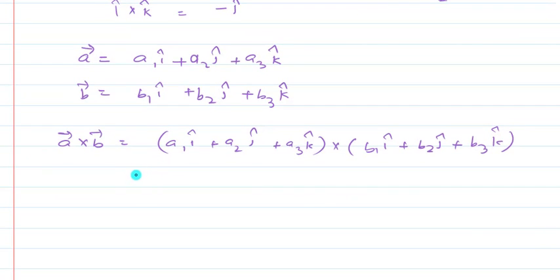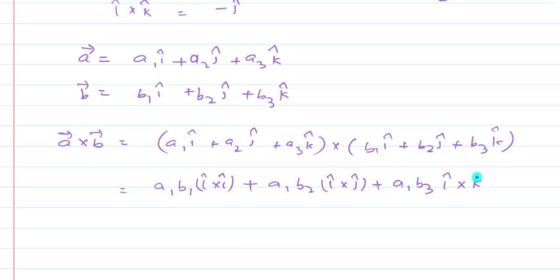As we have done in the case of dot product, let us multiply in the same way. First of all, A1 I cap is to be multiplied with all these three one by one. So the first quantity that we get is A1 B1 I cap cross I cap. The second one is A1 B2 I cap cross J cap. The third one is A1 B3 I cap cross K cap.